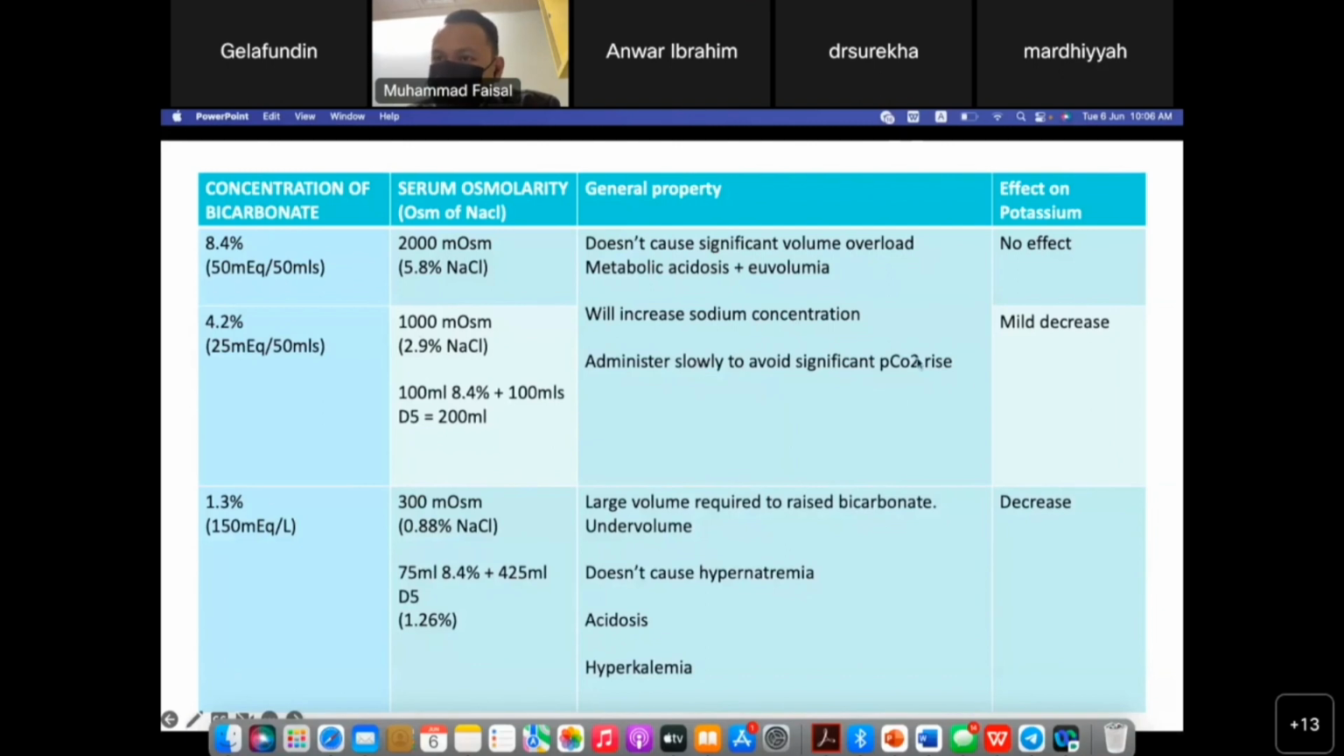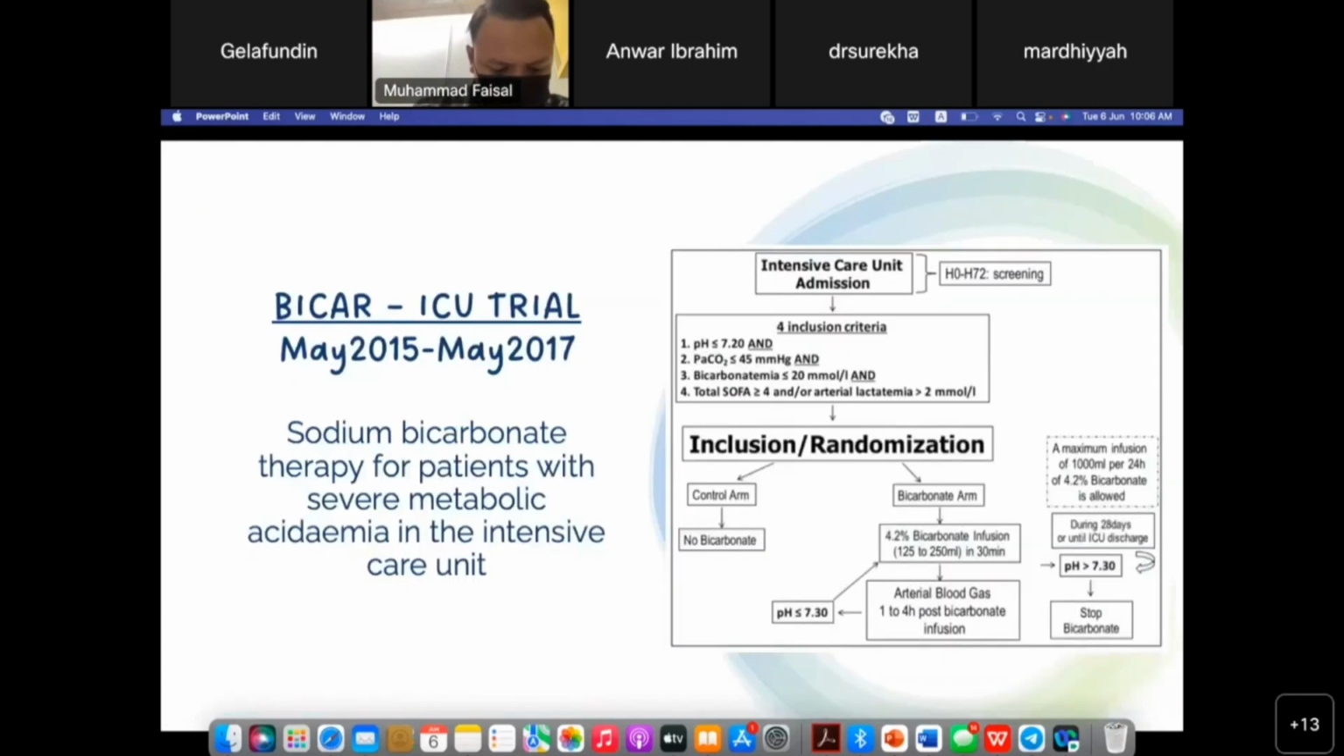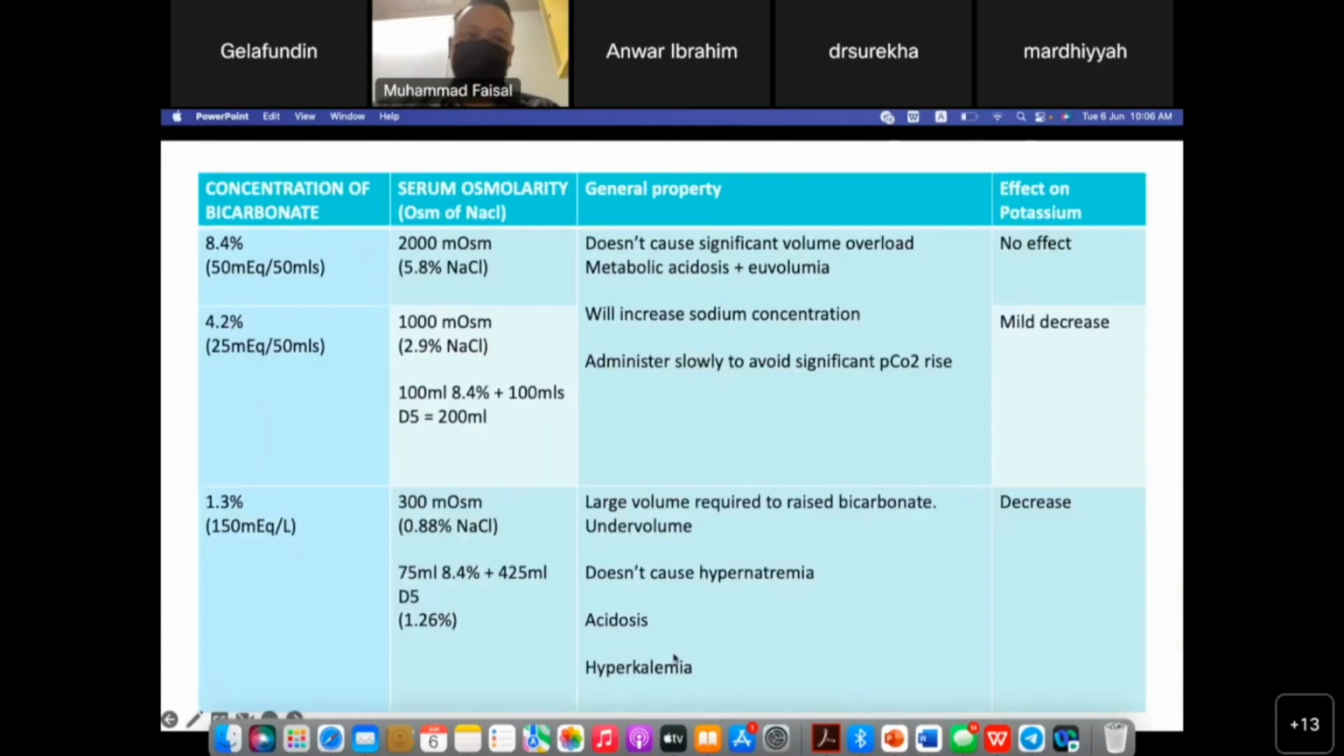To avoid a significant PCO2 rise. For isotonic bicarb, you have to give a large volume, okay? Because it is only 300 milliosmol, 0.88% sodium chloride. So this one, you need a large volume to raise the bicarb. So you can use it for patients with acidosis who are under volume. It doesn't really cause hypernatremia because of the lower sodium concentration. And of course, you can treat patients with acidosis who are under volume, and you can also treat hyperkalemia.